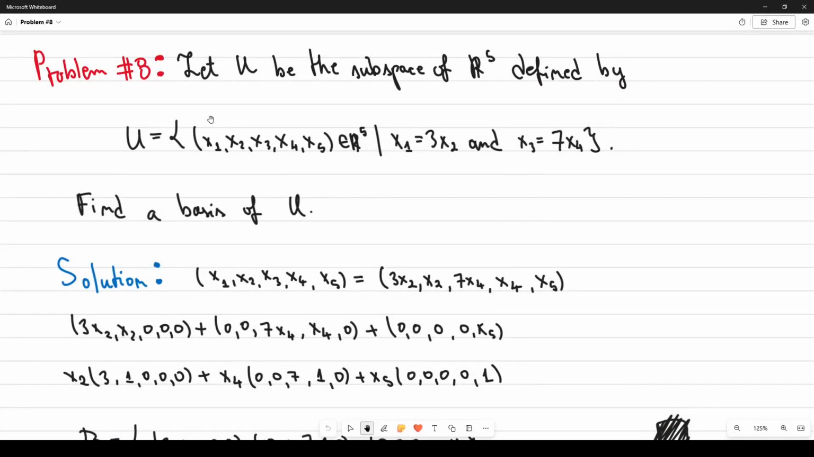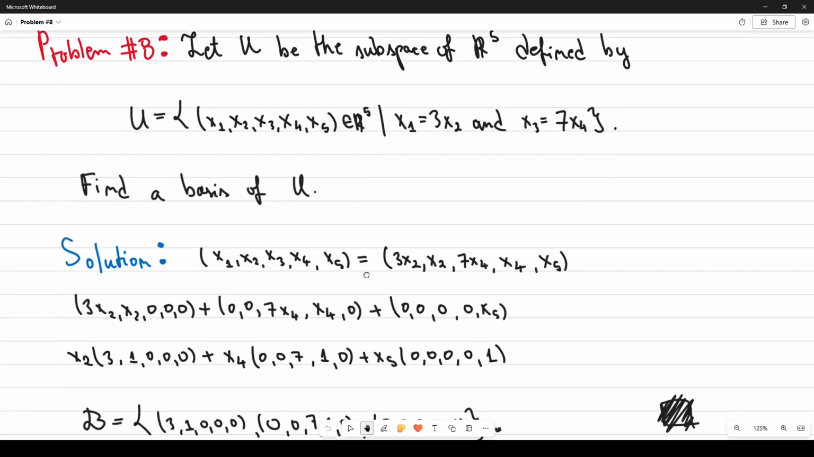Problem number 8. Let U be the subspace of R^5 defined by, so U is equal to the set of all of these 5-tuples, where the first coordinate is 3 times the second coordinate and the third coordinate is 7 times the fourth coordinate. And we're tasked to find the basis of U.